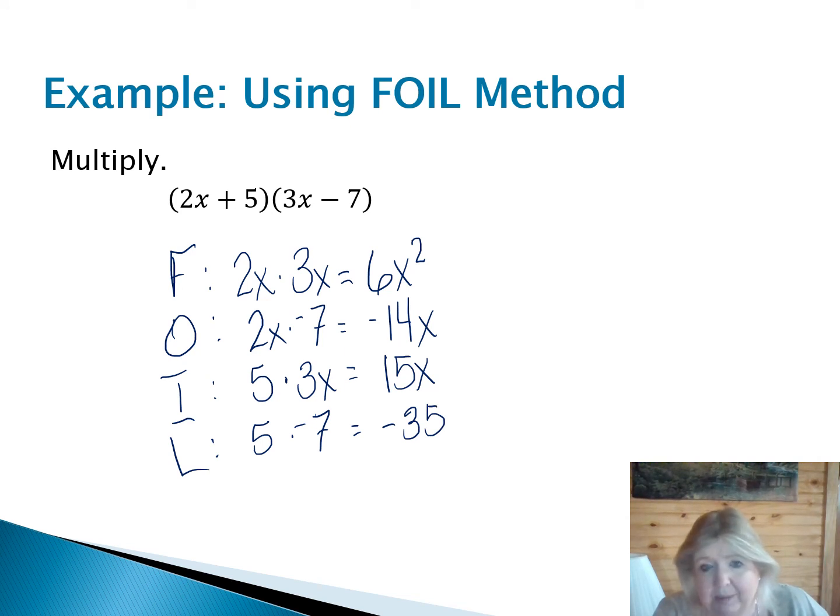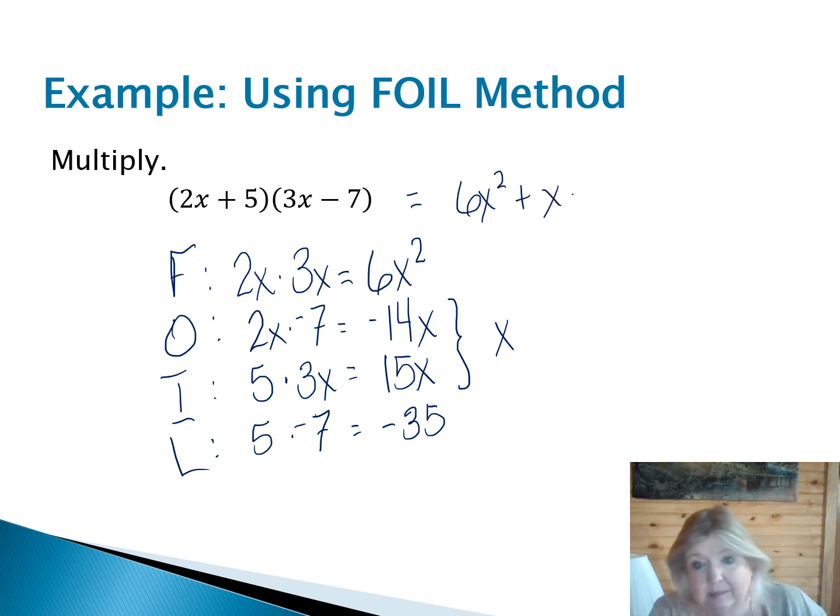As you probably noticed in earlier classes, negative 14x and 15x will give you a positive 1x. The outer and inner terms can typically be combined. Now don't think that that always happens, because I don't have to give you linear binomials. So my final answer, combine them, 6x squared plus x minus 35.